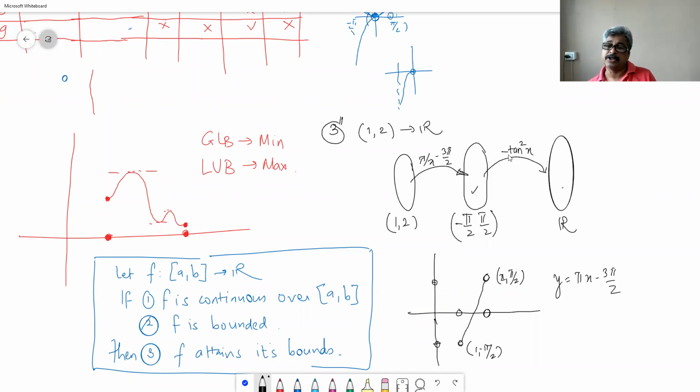So you have already found out this function. Now you have to just correct the domain, change the domain of consideration. So you write the function. So composition of this is going to be y is equal to, put this value of x, what have I written here? Pi of x.